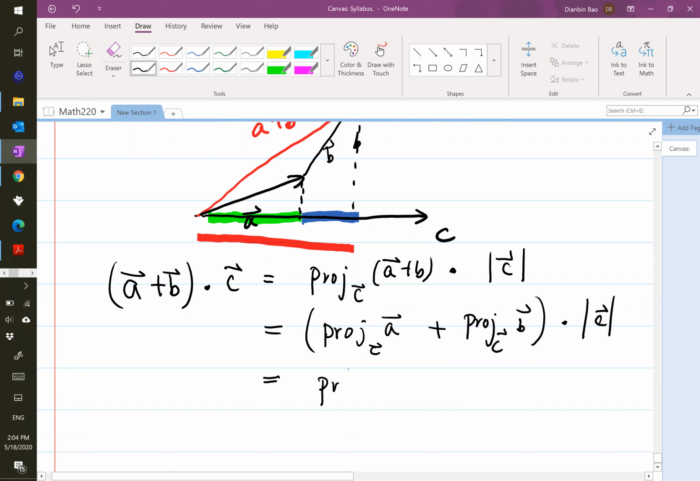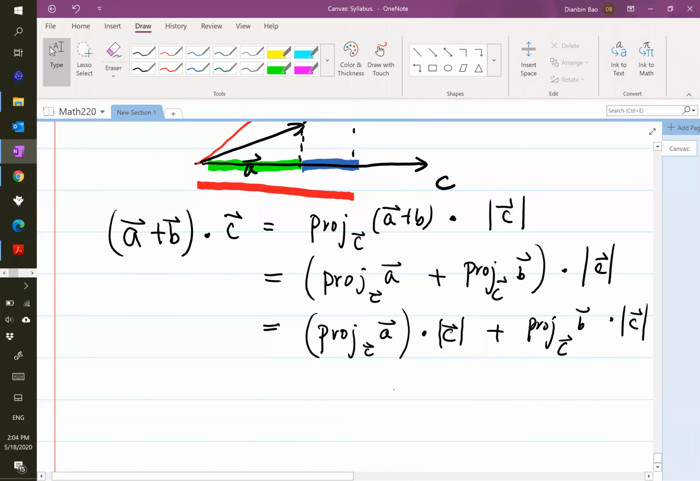Projection of A onto C times norm of C, plus projection of B along C times norm of C. And this, by definition, is A dot C, and this is, by definition, B dot C. Okay, so this is the distributive law.